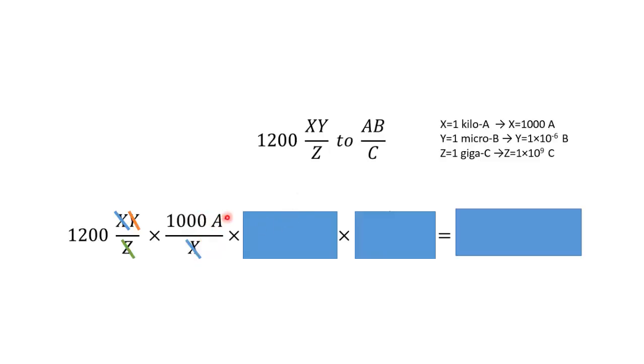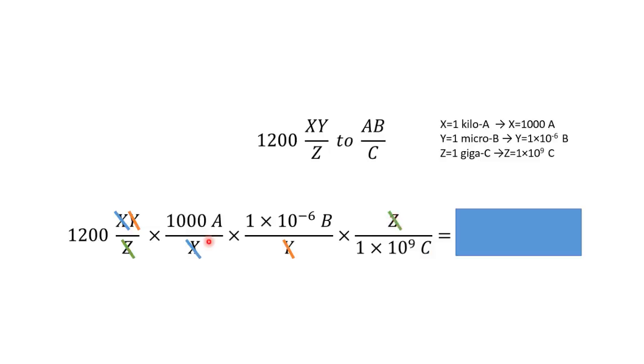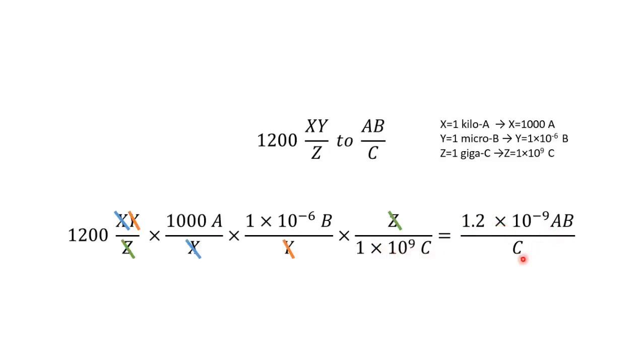And you do the same thing to get rid of y. You put the y on the bottom and B on top. You put the conversion 1 times 10 to the negative 6 B over y. And you do the same thing with z, except that you put z on the top to cancel it, and you put C on the bottom. See, z cancels, and it introduces a C. And if you do all the numerical calculation, 1200 times 1000 times 1 times 10 to the negative 6 over 1 times 10 to the 9, you'll get 1.2 times 10 to the negative 9 AB over C.